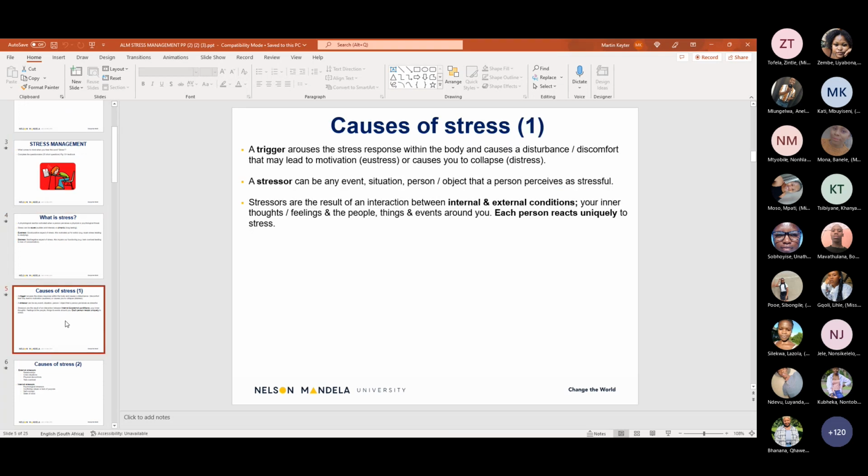So, causes of stress. A trigger arouses the stress response within the body and causes a disturbance, a discomfort that may lead to motivation or causes you to collapse. Okay, so there must be some trigger. The trigger might be seeing the baboon or pack of baboons, or seeing the leopard, or checking your calendar and noting that in 2 or 3 days' time you're writing a test or an assignment is due.